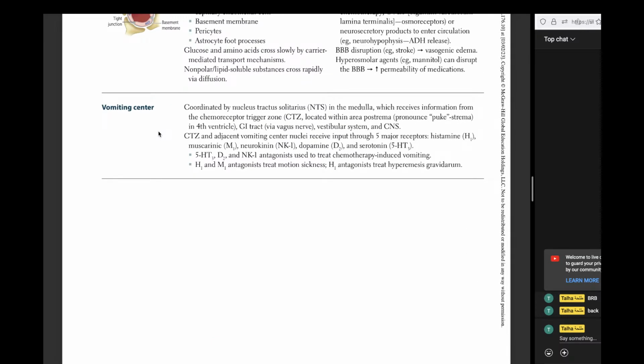It's coordinated by the nucleus tractus solitarius, NTS, in the medulla, which receives information from the chemoreceptor trigger zone, CTZ, located within the area postrema, pronounced "puke-strema," in the fourth ventricle, GI tract via vagus nerve, and vestibular system and CNS. CTZ and adjacent vomiting center nuclei receive input through 5 major receptors: histamine H1, muscarinic M1, neurokinin NK1, dopamine D2, and serotonin 5-HT3. 5-HT3, D2, and NK1 antagonists are used to treat chemotherapy-induced vomiting. H1 and M1 antagonists treat motion sickness, and H1 antagonists treat hyperemesis gravidarum.